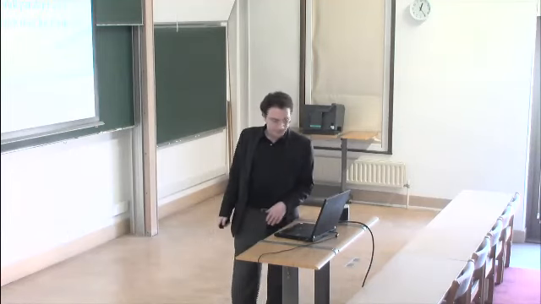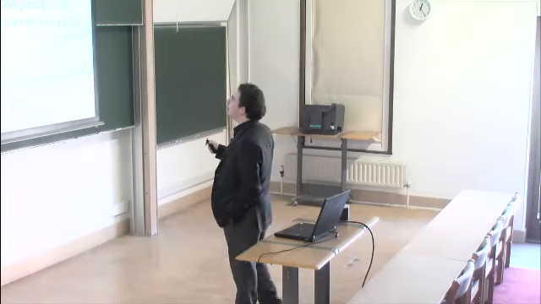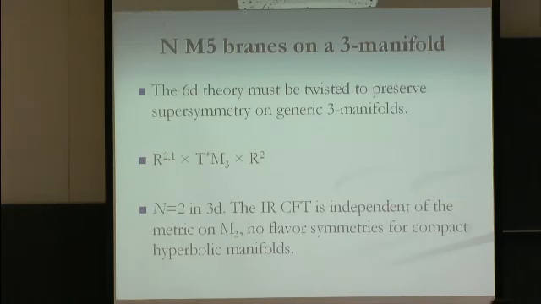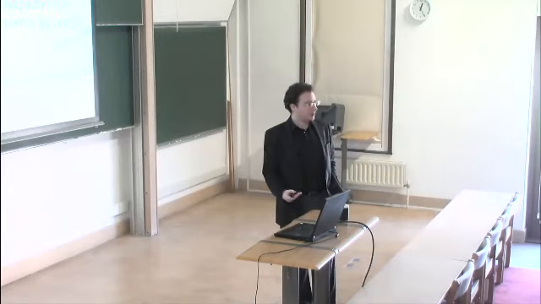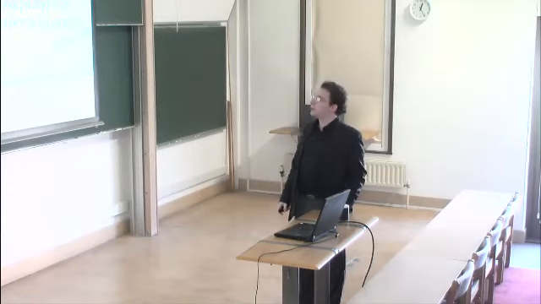Okay, so what about M5 branes? So I'm going to take N M5 branes and put them on a three manifold, say a hyperbolic three manifold. So the 6d theory has to be twisted if you want to preserve supersymmetry on a generic three manifold. I mean, I talked a lot about putting theories on S^3 without twisting, but S^3 is special, with the round metric. It has conformal Killing spinors.